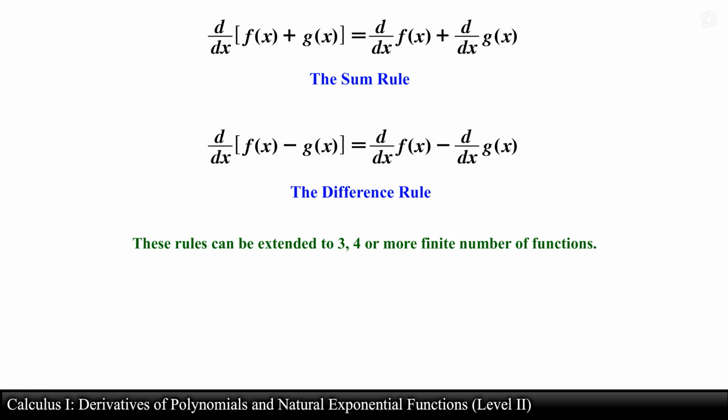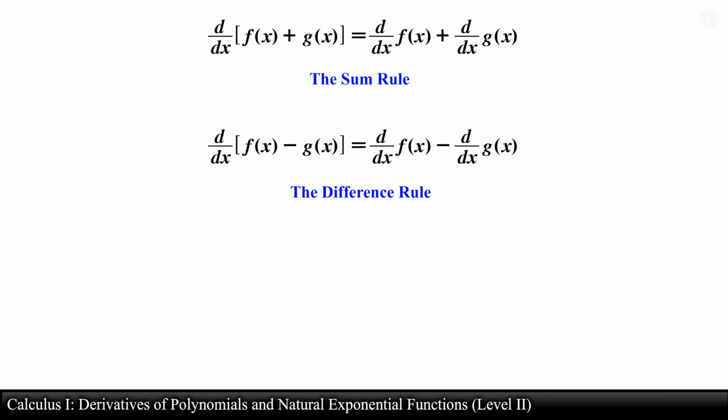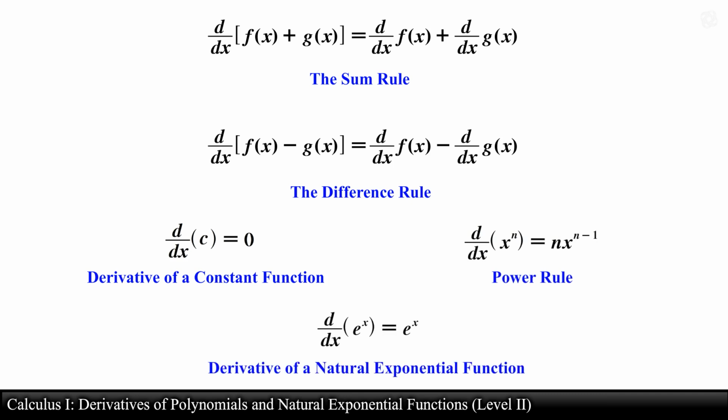These rules can be extended to 3, 4, or more finite number of functions. For instance, if you needed to find the derivative of a sum and/or difference of functions, all you need to do is to systematically take the derivative of each function one by one. Alright, now that we are familiar with these new rules, we can now combine them with the derivative of a constant, the power rule, and the derivative of a natural exponential function to differentiate slightly more complicated functions. Let's go over some examples and see this in action.